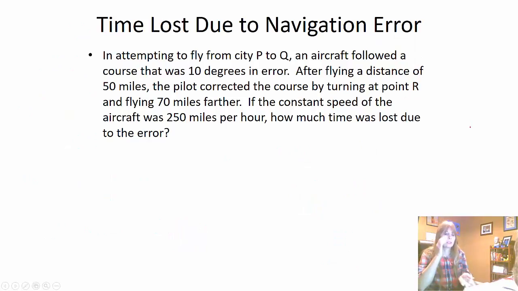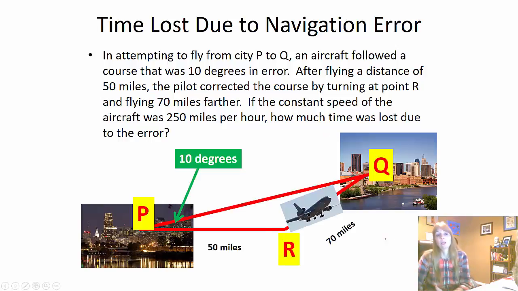All right, so this is going to be an all slides one. It says, in attempting to fly from city P to Q, an aircraft followed a course that was 10 degrees in error. After flying a distance of 50 miles in error, the pilot then corrected the course by turning at a point R and flying 70 miles further. If the constant speed of the aircraft was 250 miles per hour, how much time was lost due to the error? So here's one that you may have to draw.